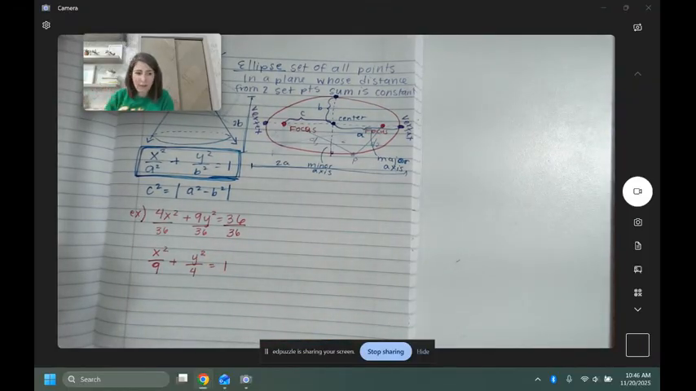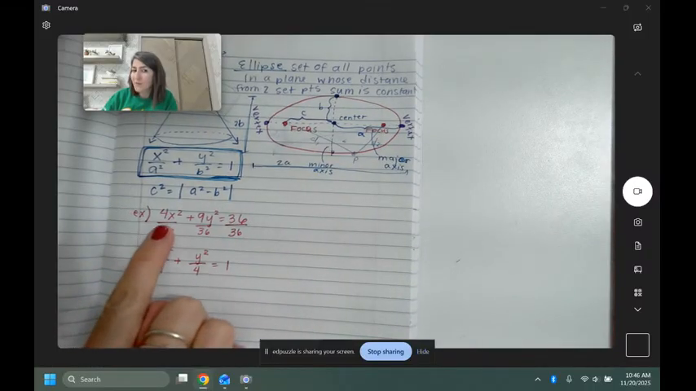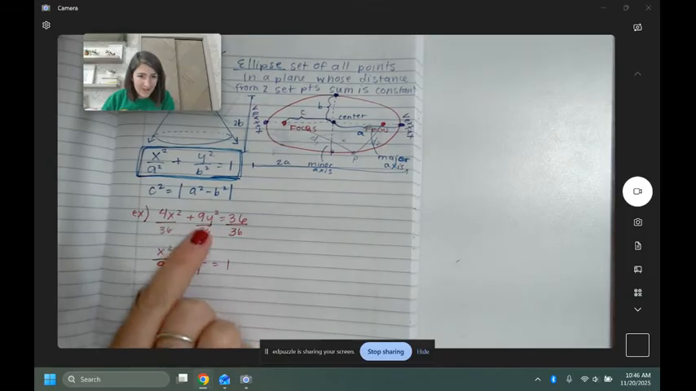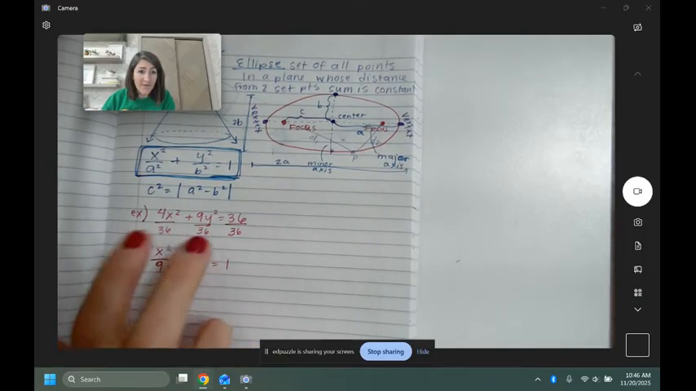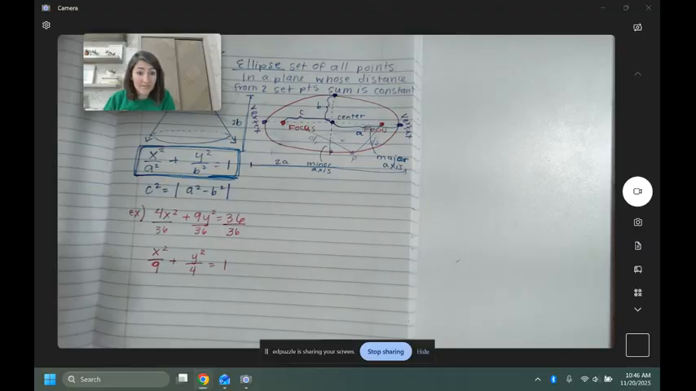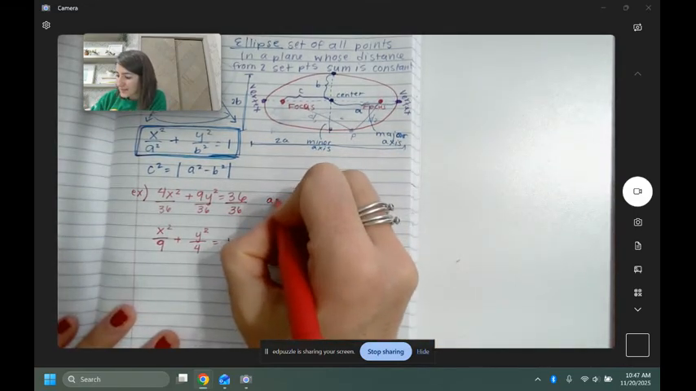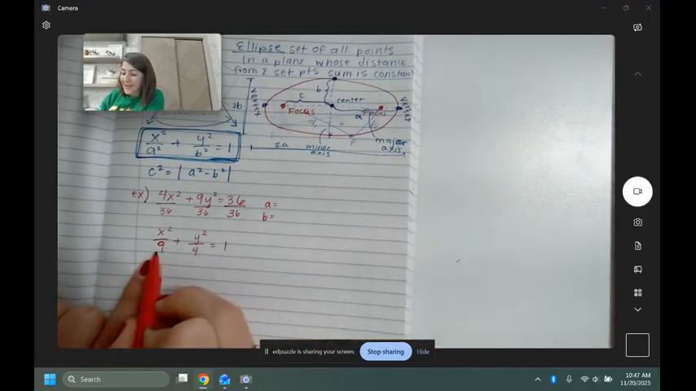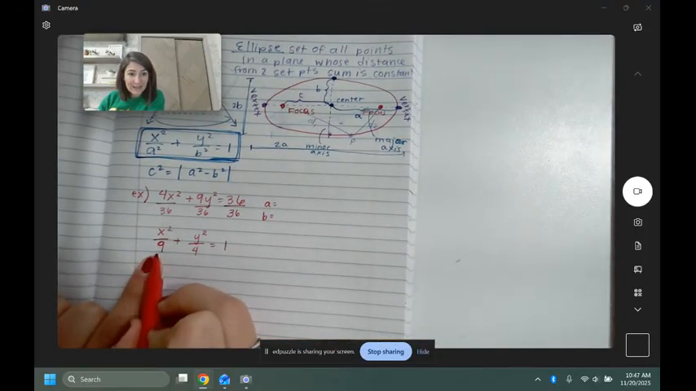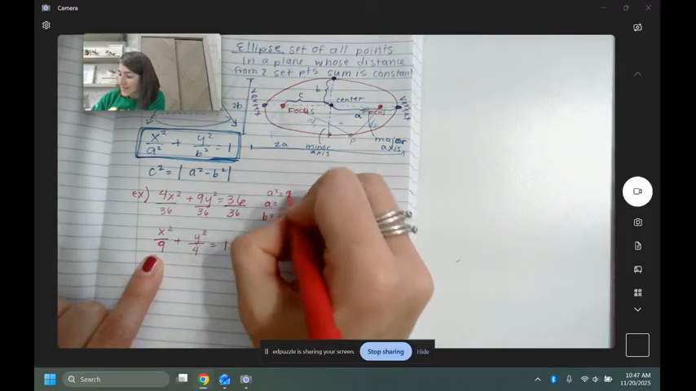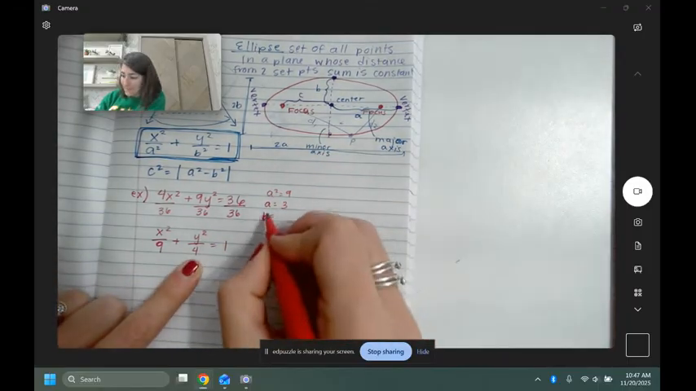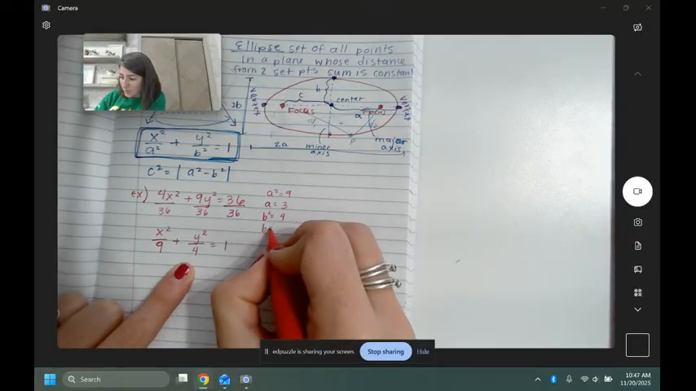If I just give you an equation, how do you tell that this is an ellipse equation? Reminder that the parabola only had one of these things squared. The ellipse will always have both. Both of them will be squared to be an ellipse, and it's equal to 1, so that is our equation. Okay, so then let's find what A and B are. A squared is 9, so A is 3. B squared is 4, so B is 2.